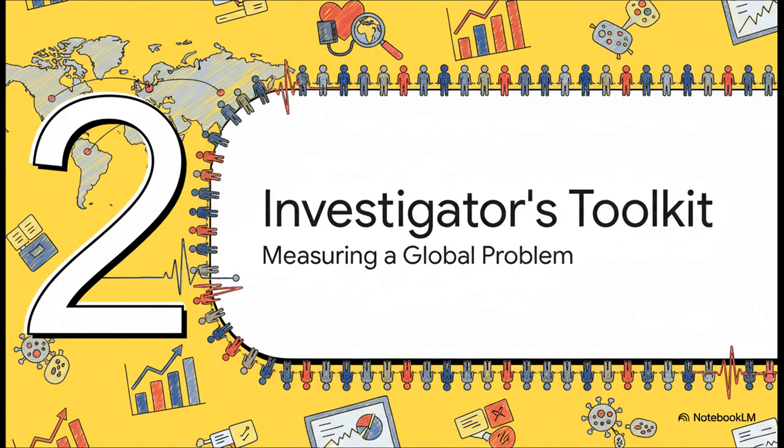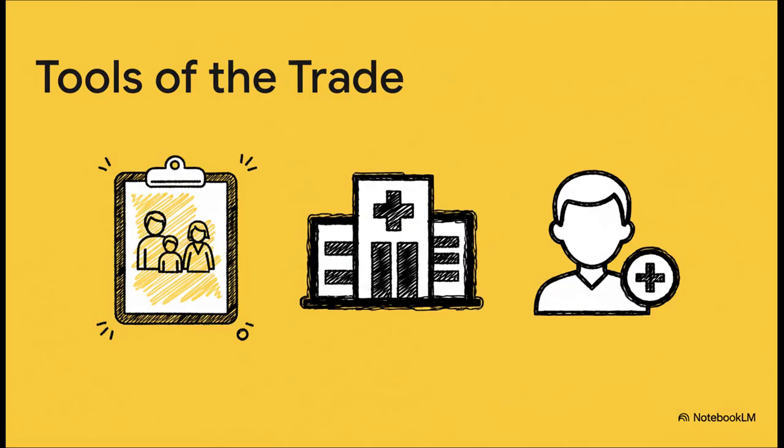Now, if you're going to run a global investigation, you can't have your agents in different countries all using different methods, right? That would be chaos. You need a standardized toolkit, so the evidence you gather in one place can be compared to the evidence from somewhere else. That's how you build a real global case. And these are the essential tools.